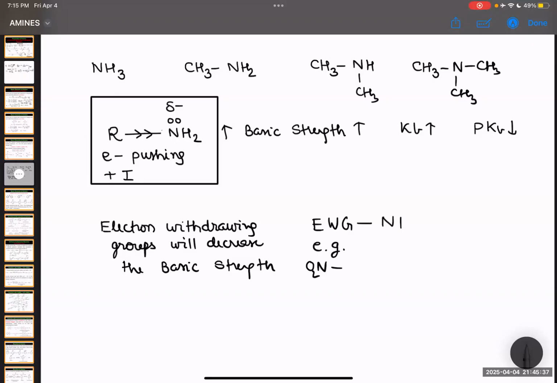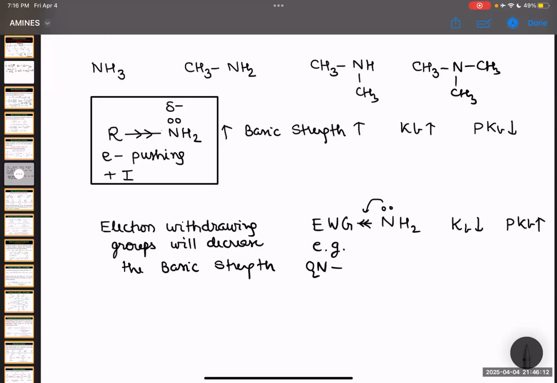And if you have nitrogen, because they are pulling the bonded electron pair, and they may also pull the lone pair. So the lone pair is not available now. If the lone pair is not available, it means it is less basic. Now it has not remained basic. Got it? So its Kb is going to be less. Its pKb is going to be more. This is one thing you need to keep in mind.